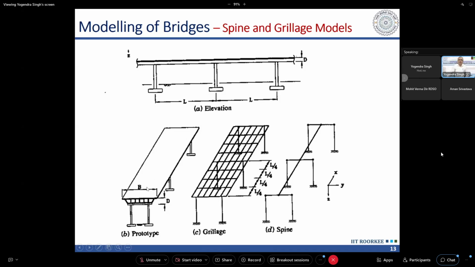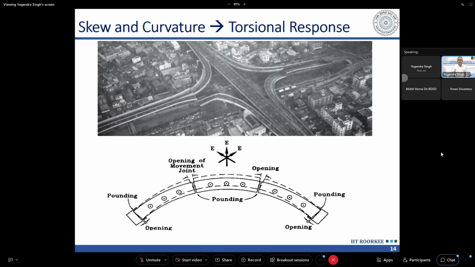So when we are generally doing the earthquake analysis, this spine type of model is most commonly used. When we are running moving load analysis, then this grillage analysis will be more useful. So we will see how it is done in the numerical examples, hands-on examples in the evening.